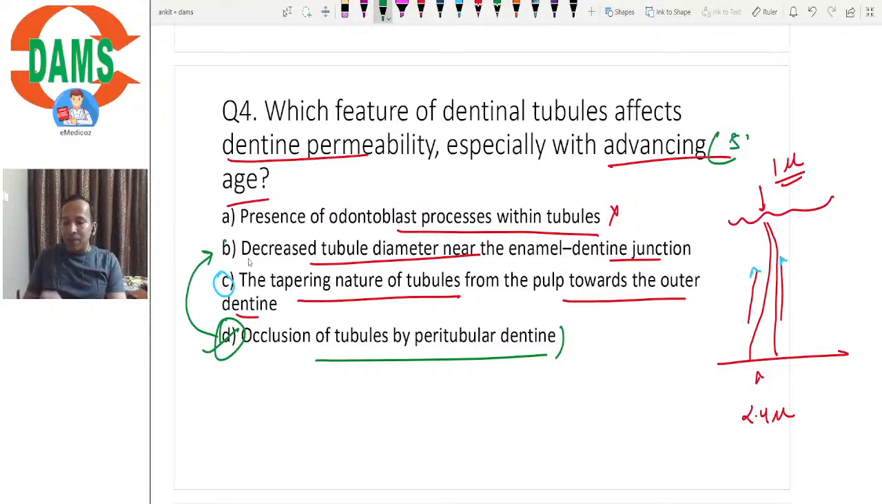Okay? Like here, option B is telling you that there is a narrowing at DEJ, but then option D explains why there is narrowing, what is getting deposited, so it is a better option. Clear? So what happens here is that there is peritubular dentine deposition, and this peritubular dentine deposition causes the narrowing of the dentinal tubule. So that is why option D is a better option.